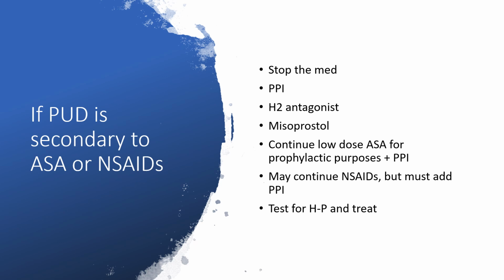Now, when it comes to NSAIDs and peptic ulcer disease, if this is a situation where we cannot just stop the medication, maybe for prophylactic purpose, then we use low dose and give proton pump inhibitor. You may continue with that low dose of your aspirin. Particularly, this is myocardial infarction and post emergency room, and you are preventing future occurrence and must be on aspirin. Then give low dose and give proton pump inhibitors. We have to test for H. pylori and treat appropriately.